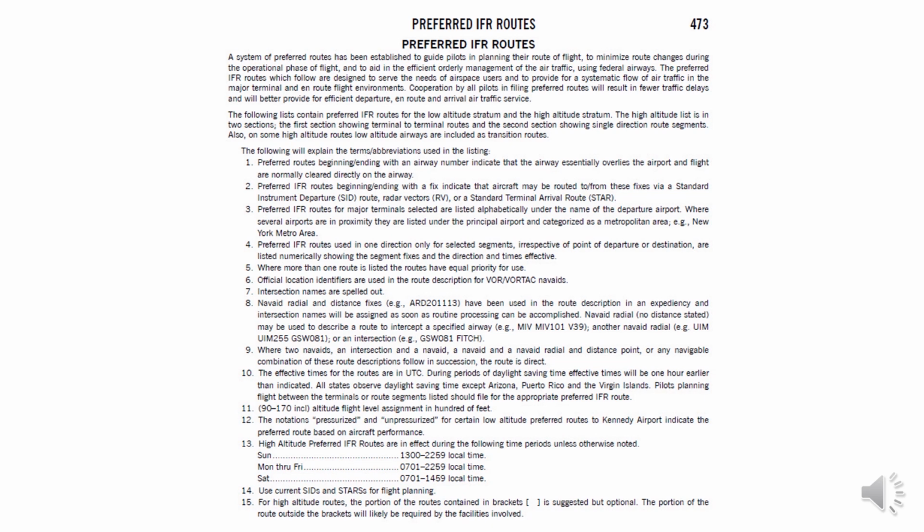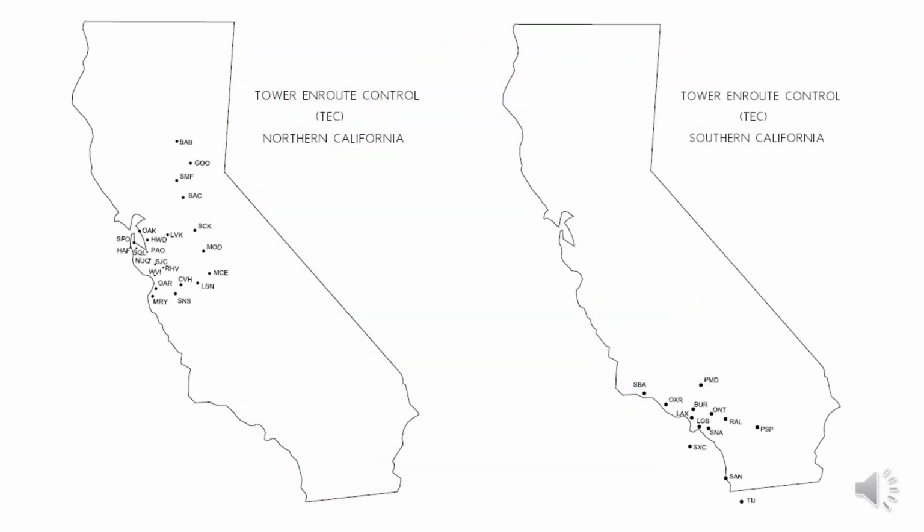When planning a route through busy airspace, your first instinct is to check for preferred IFR routes. Information about these routes is in the chart supplement. But in Northern California, there is another option for low-altitude IFR flights. In 3 areas of the U.S., another system of commonly used IFR routes is also available: Tower En-Route Control, or TEC routes. Here are overviews of the areas covered by TEC routes in Northern California and Southern California.